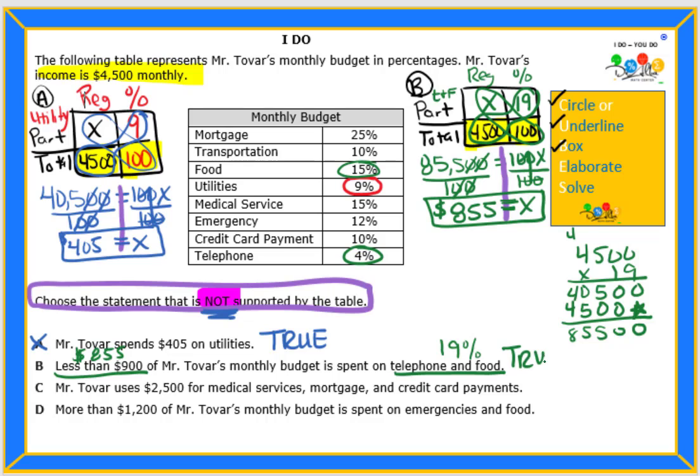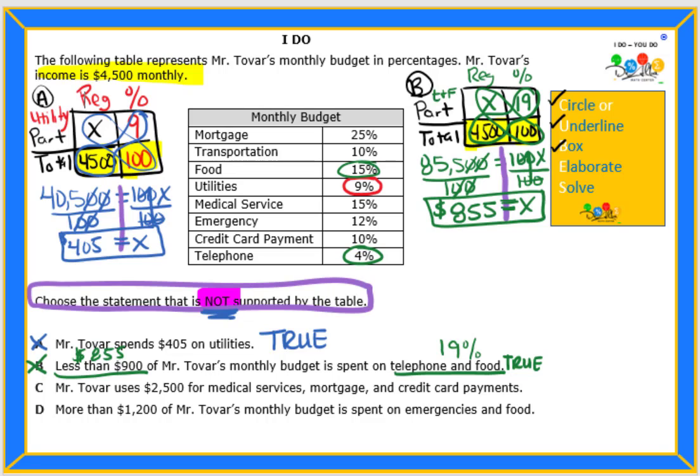So this is true. And we are not looking for anything that's true. We're looking for something that is not supported. So that is not our answer. Okay, so we're going to continue with letter C. Mr. Tabari uses $2,500 for medical services, mortgage, and credit card payments.